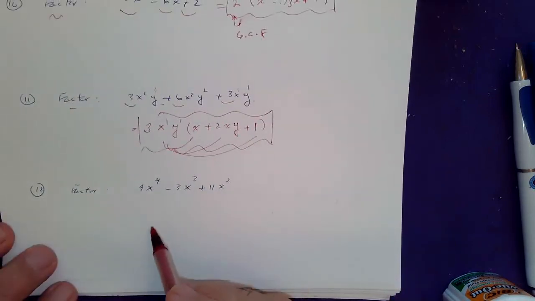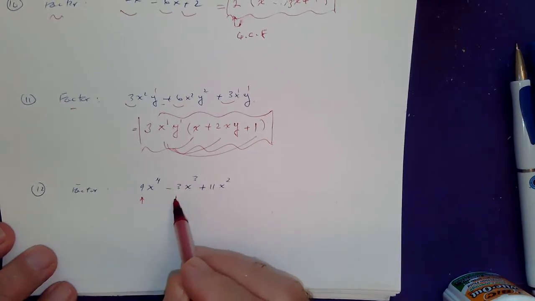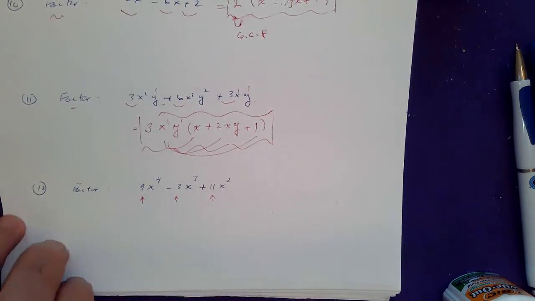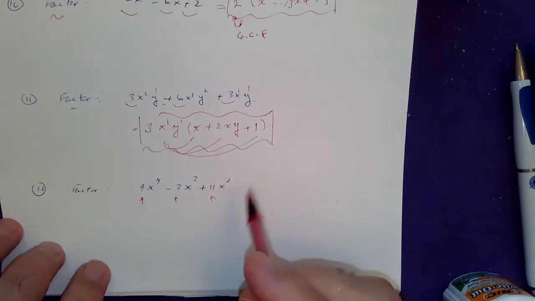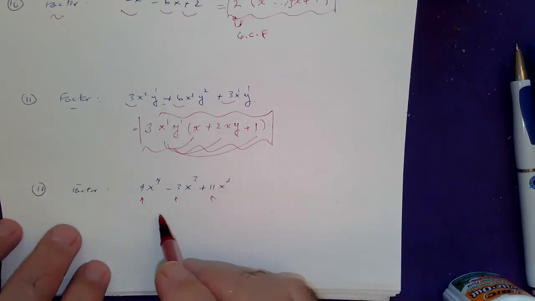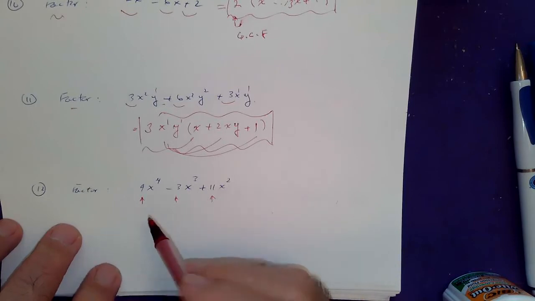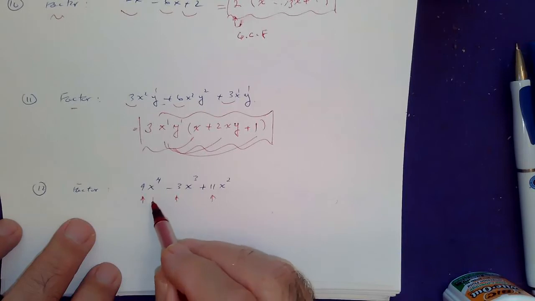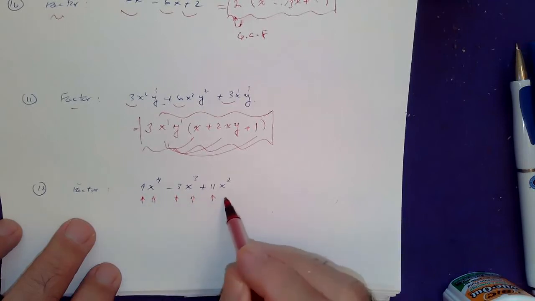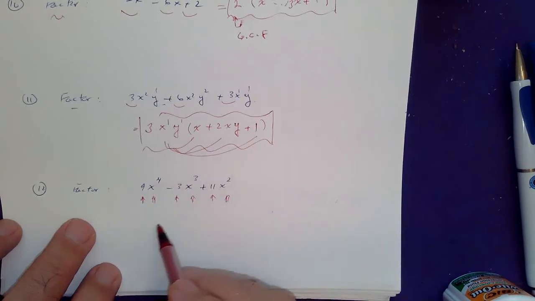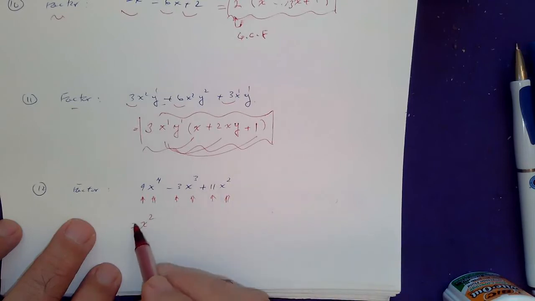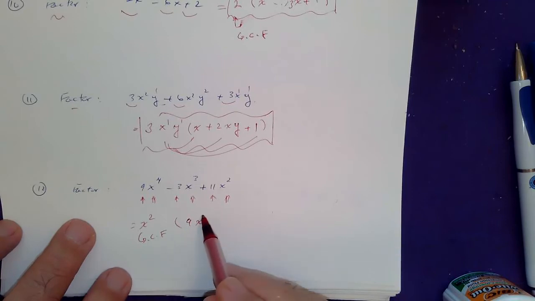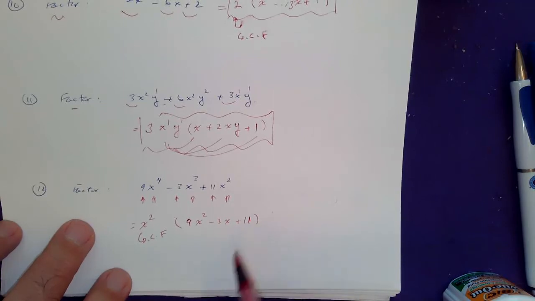What about this guy? Well, between 9 and 3 and 11, there is no GCF. If there is no GCF, that means what? They are prime. In other words, they don't have anything in common. So go ahead and find out what might be the greatest common factor of the x's. Well, we choose the one with the lowest power, so the GCF is x squared. So that leaves you with 9x squared minus 3x plus 11.